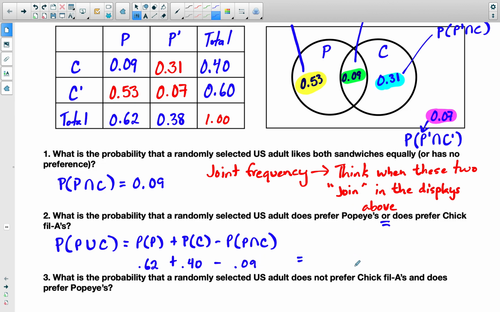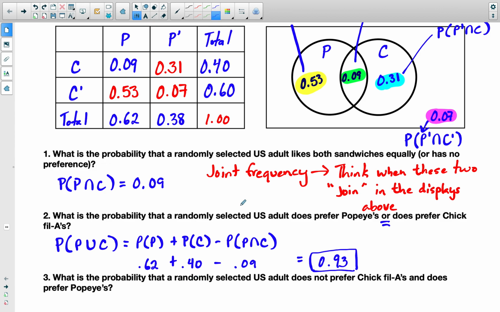Go ahead and add, subtract, you're going to get 0.93. And that should have sparked, if you would have just done 62 plus 40, you would have 102, and we know that's not a legit probability, so that should have raised a red flag. And that's because that 9% are included in the 62 and 40. We only want to include them once, so we subtract them out once, and then they're only represented one time.